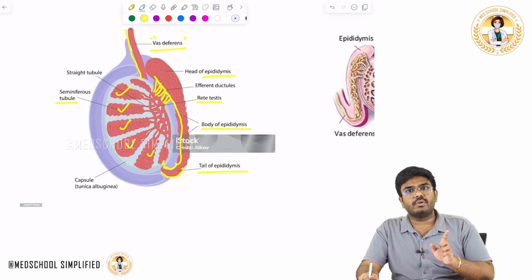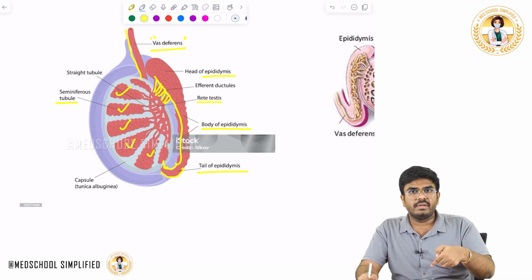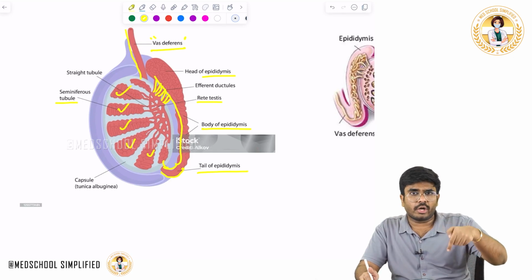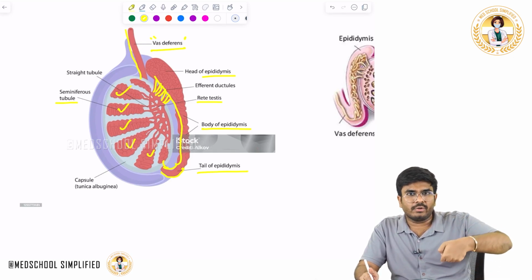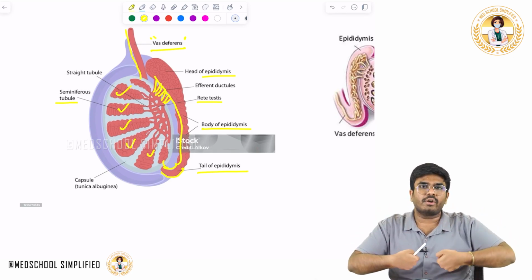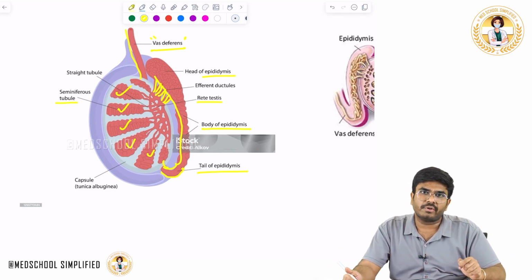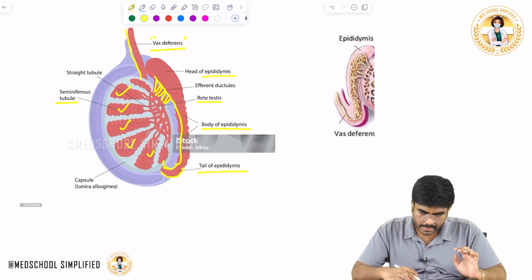From the vas deferens, later it will go, not into the ureter, sorry, they will just wind around the ureter, and they will go and fuse with the urethra, and from there it is going to come out. Okay, sperms are going to come out through the penis.